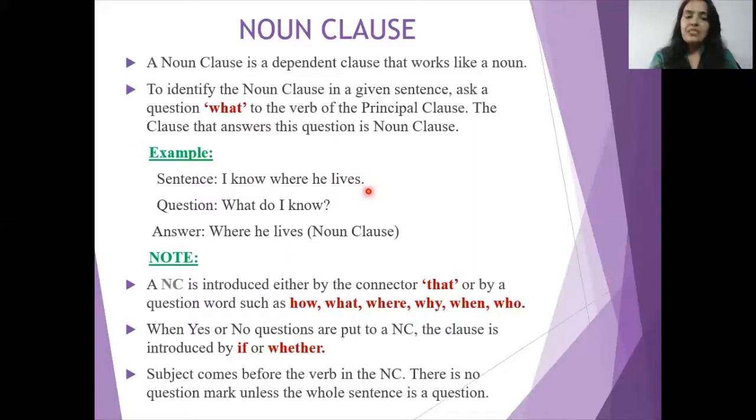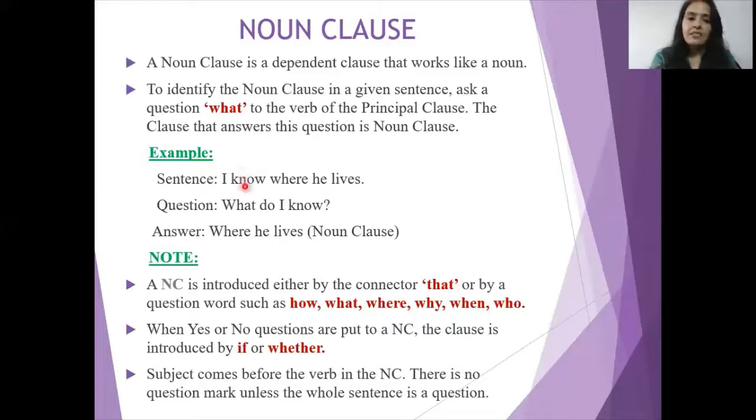And we studied that a dependent clause doesn't give any complete sense. Where he lives is not giving complete sense. I know is giving the complete sense. But which clause is this: noun, adverb, or adjective? To understand it, it is very necessary to put a question. You may ask the question to the verb of the principal clause. What is the verb of the principal clause? Know. This is the verb of the principal clause.